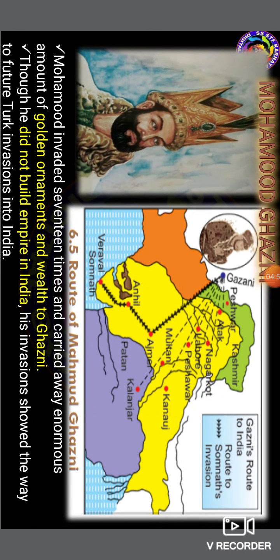Mahmud invaded 17 times and carried away an enormous amount of golden ornaments and wealth to Ghazni. Though he did not build an empire in India, his invasions showed the way for future Turk invasions into India.